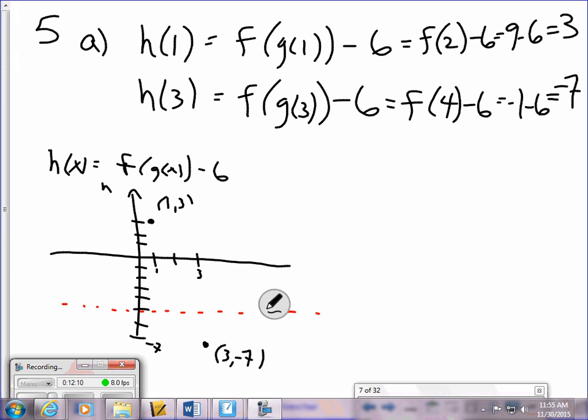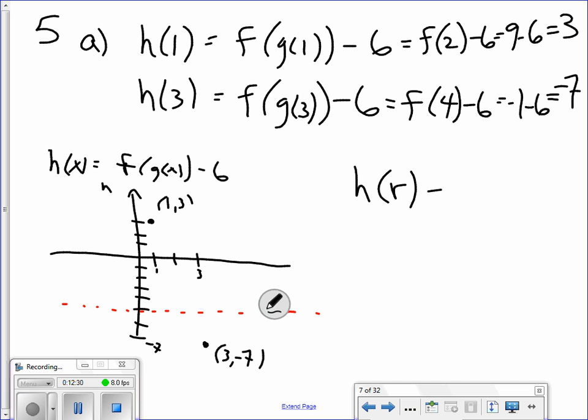So now you know on your graph of h, you've got this point (3, -7). And they're saying, h was a composition of f and g. They were both continuous, differentiable functions. So why would that mean that h of r would have to equal -5 for some r that's in between 1 and 3? Well, if you look at this graph, I think it helps. If h is a continuous function, wouldn't it have to go through -5? Because it's up here at 3, and it's going down to -7.